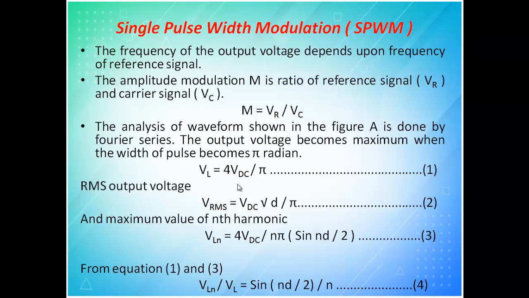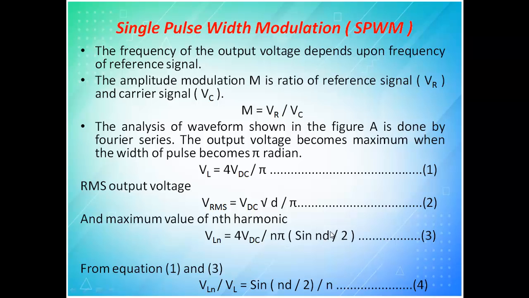The RMS voltage is nothing but VDC into root of d by pi. And the maximum value of the nth harmonic comes from the Fourier series, which you might have studied in maths. If you write the Fourier series, the harmonic is given by VLN equal to 4 VDC divided by n pi, into the theta term variation. That term is nothing but sine of n d by 2, where n is your harmonic level. If you want to find the third harmonic, then for VNL you have to put n equal to 3. So it is 4 VDC by 3 pi into sine of 3d by 2.